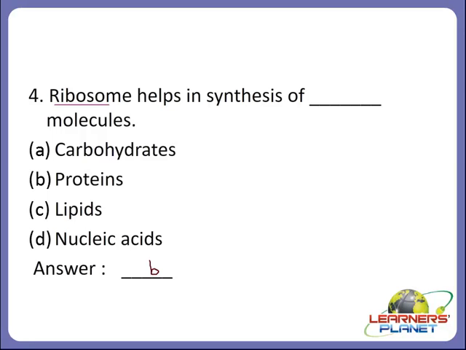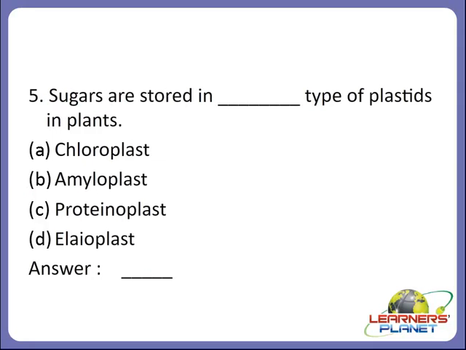So now we can link the answer here also. Ribosome is linked with the RNA, and RNA is linked with the proteins, so definitely ribosome will help in the synthesis of protein molecules. So hence, the right answer is protein. Carbohydrate, lipid and nucleic acid are all synthesized in different other parts of the cell. Let us move to the next question now.